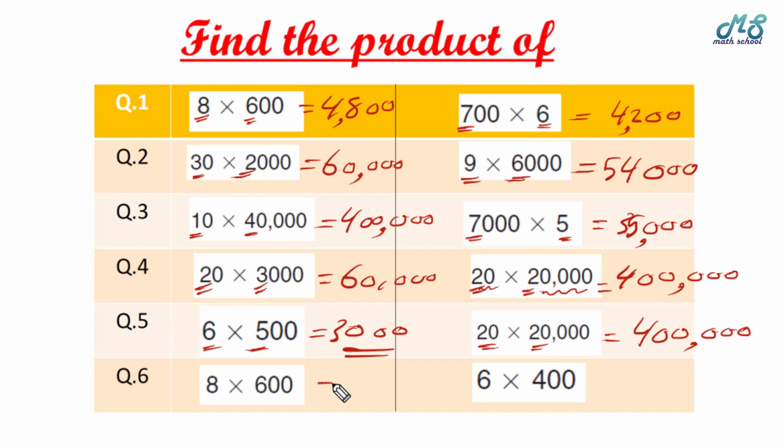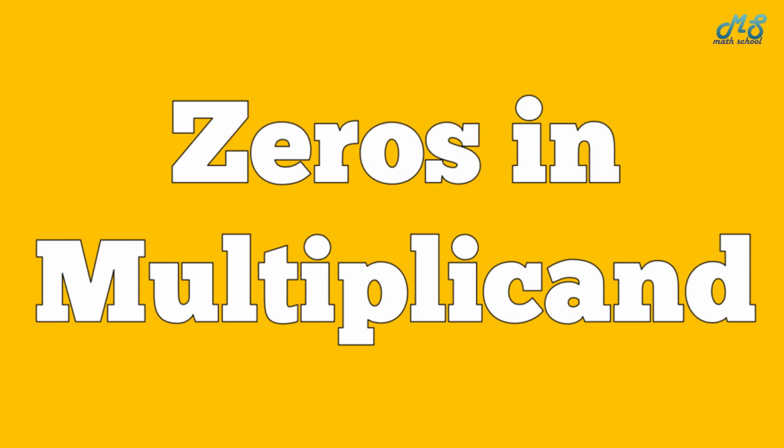8 times 600. 8 times 6 equals 48. And bring down double zero, so we have 4,800. 6 times 4, non-zero factors, equals 24. And bring down double zero, we get 2,400. Next, zeros in the multiplicand.